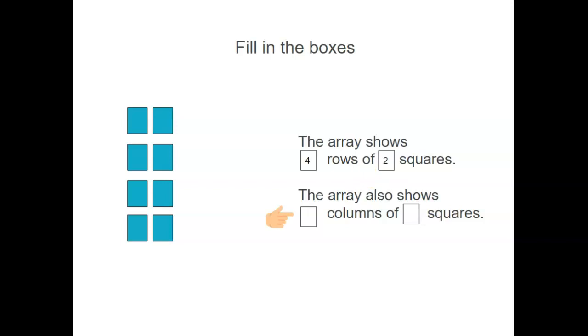The second part asks us to answer how many columns and how many squares in each column. Remember that a column goes up and down. Here's one column, and here's another. This array has 2 columns. How many squares are in each column? Let's count them. 1, 2, 3, 4. This array has 2 columns of 4 squares.